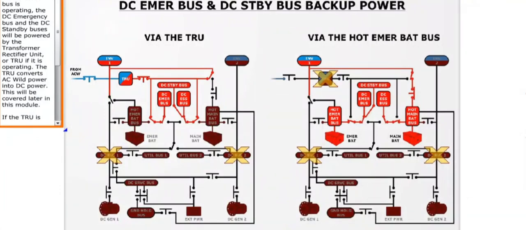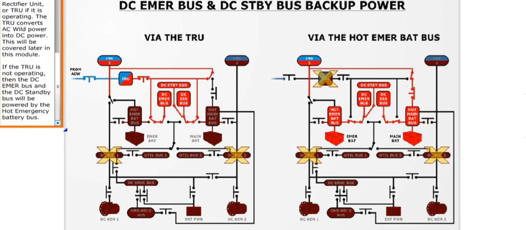If neither DC bus is operating, the DC emergency bus and the DC standby bus will be powered by the transformer rectifier unit, or TRU, if it is operating. The TRU converts AC wound power into DC power. This will be covered later in this module. If the TRU is not operating, then the DC emergency bus and the DC standby bus will be powered by the hot emergency battery bus.